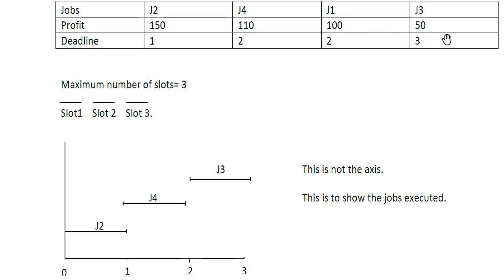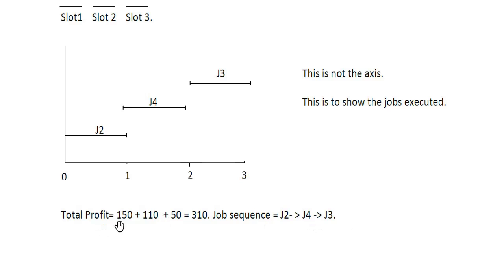So next waiting is job 3. It is still waiting because it has 3 units of time, and right now we have elapsed 2 units of time. So job 3 executes right after the execution of job 4. Based on this, we get the total profit as 310, and the job sequence is J2 followed by J4 followed by J3. So this is the sequence which we are earning.